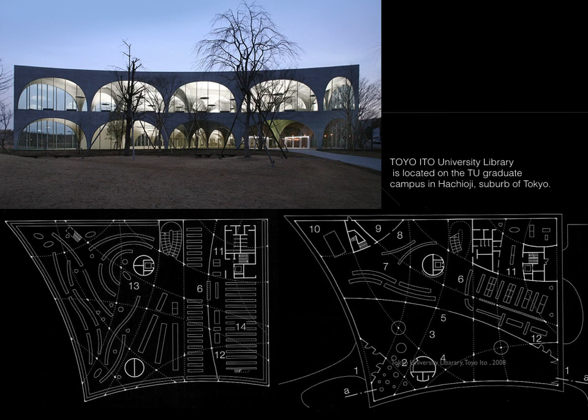I have a few projects of Toyo Ito to show. Some of them you probably know, so I want to focus on some aspects. This is the University of Tokyo Library for its graduate campus. It's not on the main campus, and the library I think has been widely published. It has been conceived as a series of interlocking arches, if you like, walls.